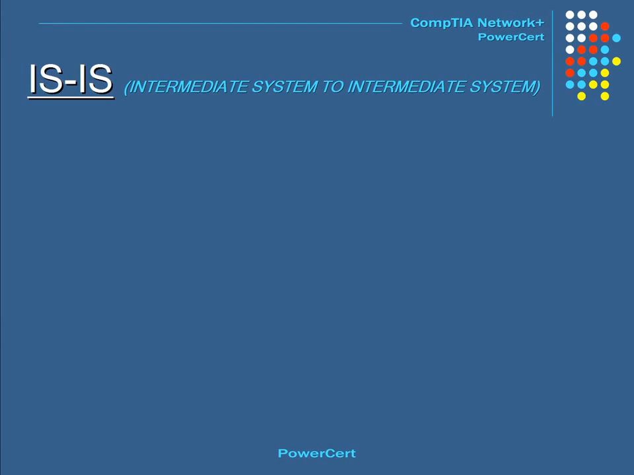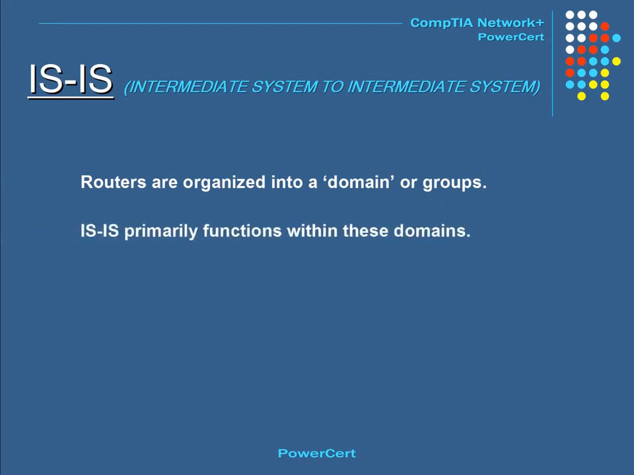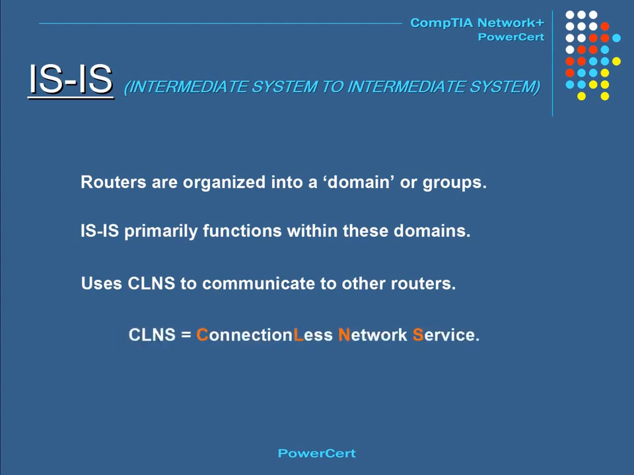Another link state protocol is called ISIS, which stands for Intermediate System to Intermediate System. In this system, the routers are organized into a domain, meaning that the routers are organized into groups. This is how ISIS primarily functions, within these domains. And unlike OSPF, which uses IP to communicate, ISIS uses CLNS instead, which is a connectionless network service.